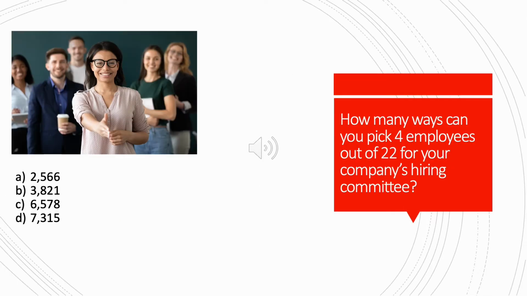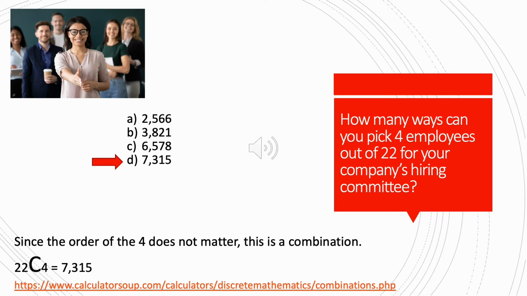How many ways can you pick 4 employees out of 22 for your company's hiring committee? The correct answer is D, 7,315. Since the order of the 4 does not matter, you're just choosing any group of 4 out of the 22 employees. So since the order does not matter, this is a combination. So we are taking 22 choose 4, and you can either use your scientific calculator or you can use this online calculator linked here to find this combination.